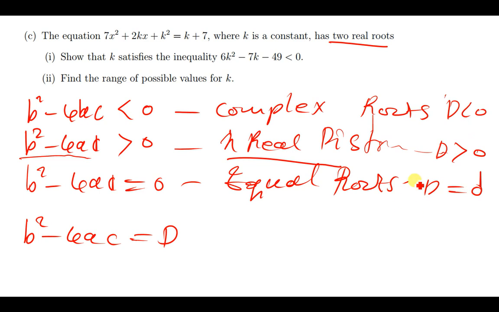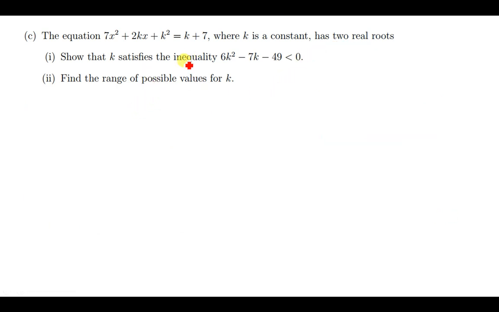So when the discriminant is less than 0, it has complex roots. When the discriminant is greater than 0, it means that the equation that we've been given has two real distinct roots. And if the discriminant is equal to 0, it means that the given equation has equal roots. Alright, so let's solve this equation now. This equation that you are seeing here, we've been told that it has two real roots.